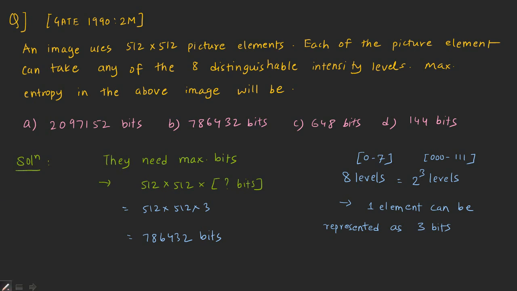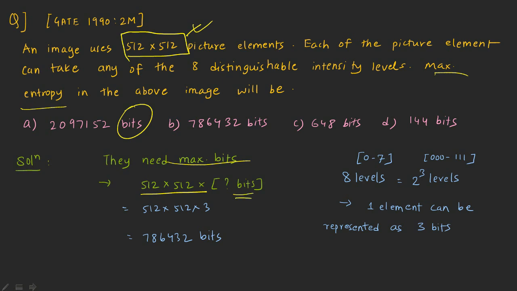Okay, let me take a different color, it would be better. Let's say yellow. Now it is clear that we have an image that is 512 into 512, and we need the maximum entropy. Because they are talking about bits, they need the maximum bits. If they need maximum bits, we should understand how many pixels we have. We have 512 rows, 512 columns. So 512 into 512 into some bits, because every pixel can be represented in some bits, but we don't know how many bits there are. We have to understand the question to get this answer.